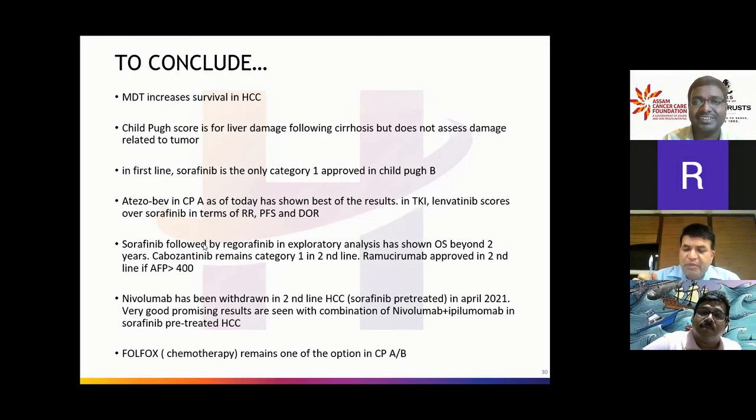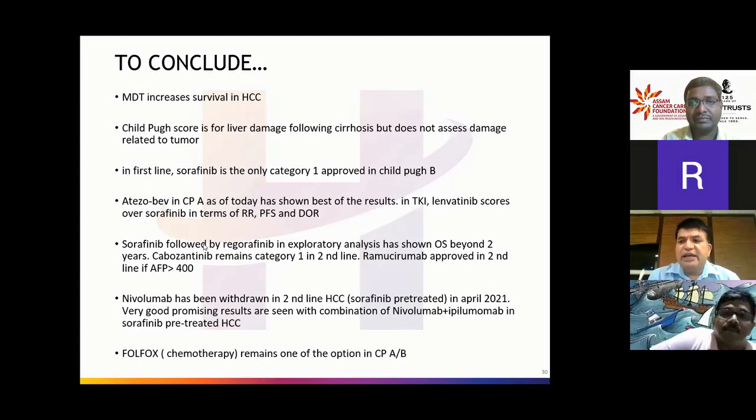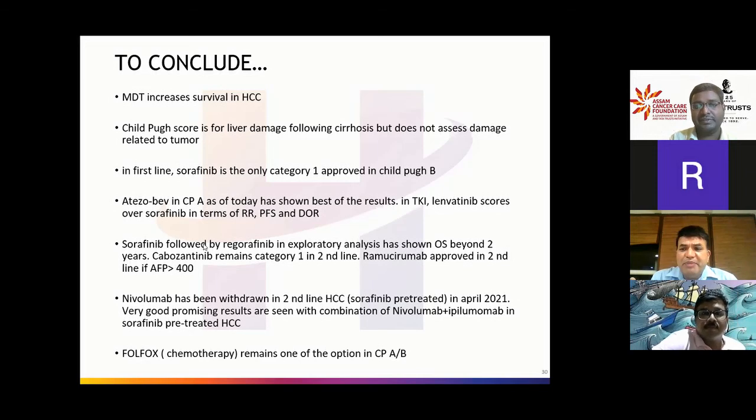Dr. Venkata Pradeep Babu, you are absolutely right. I think in the TKI and IO combination, lenva plus pembro is going to score over others in the next 2 years' time. That is what my gut feeling is. About capecitabine in deranged liver, let's start with Kshitij.